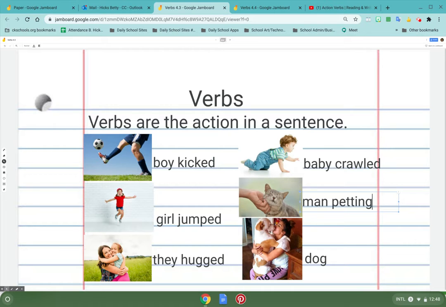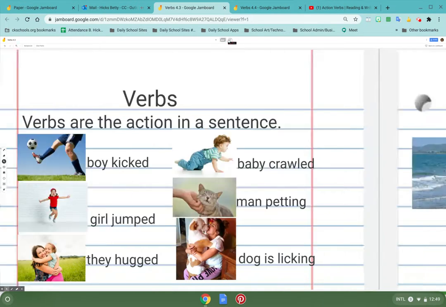All right, let's look at this next one. Well, that kind of looks like this picture over here, doesn't it? But you know what? I'm going to change it up and I'm going to say the dog is kissing. Okay? Or you could say the dog is licking. Let's do that. Now, my sentence would be the dog is licking her nose. Isn't that cool?